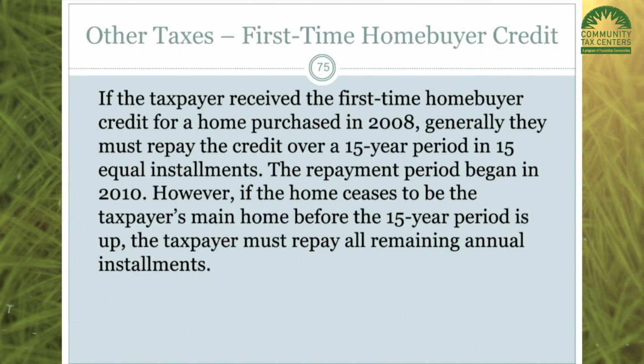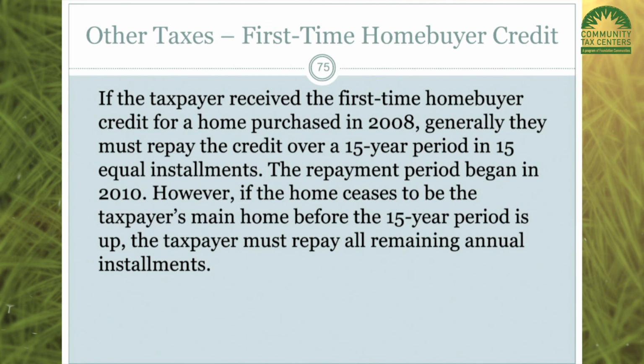Then we have the first-time home buyer credit. So we talked about this credit are for those individuals that purchased their home, bless you, in 2008. Generally, they must pay the credit over a 15-year period in 15 equal installments. So the repayment period began in 2010. So they're almost done, 2025. They're almost done with this. However, if the home ceases to be the taxpayer's main home before the 15-year period is up, they have to repay the remaining annual installments.